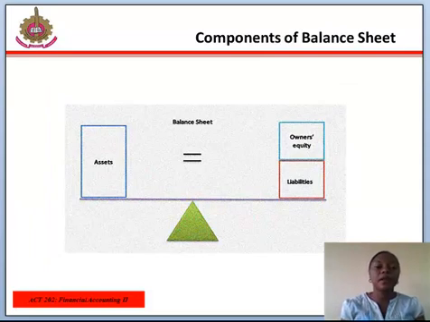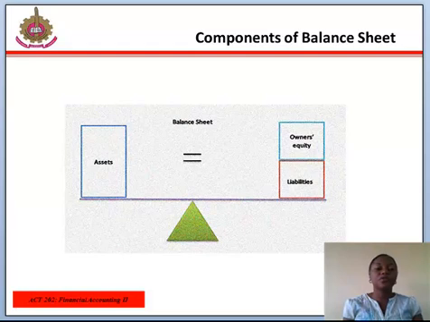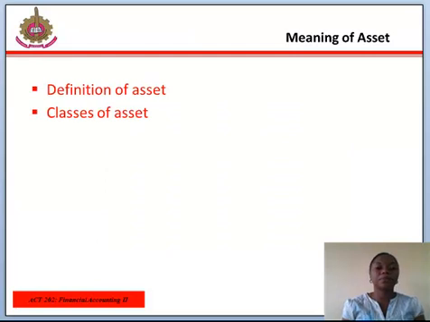Components of a balance sheet. A balance sheet usually involves the assets, liabilities, and owner's equity. The whole of this usually makes up what we refer to as the balance sheet. Now let's look at these components one after the other.